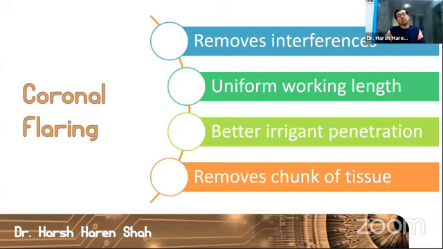And the last reason is, once your coronal flaring is done, a major chunk or a major bulk of the pulp tissue is extirpated during coronal flaring itself. Once the major chunk is removed from the root canal space, it becomes extremely easy for your sodium hypochlorite to act on the little remaining pulp that is left behind.